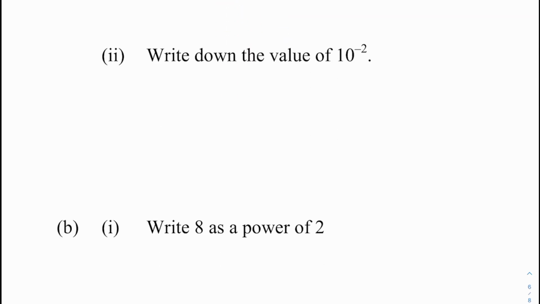Write down the value of 10 to the power of negative 2. So again, when we've got a negative power, we keep the base the same. We do 1 over it, and we remove the negative sign from the power, and just put the actual number down. So 1 over 10 squared is equal to 1 over 100.